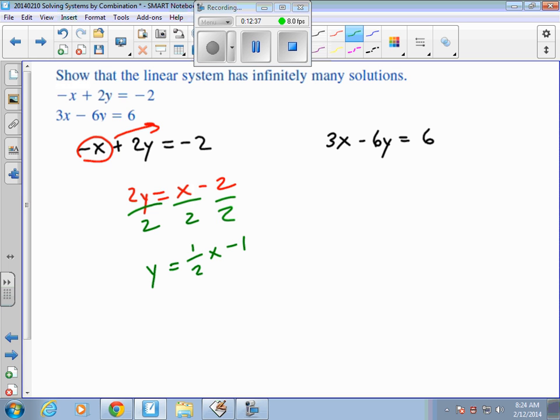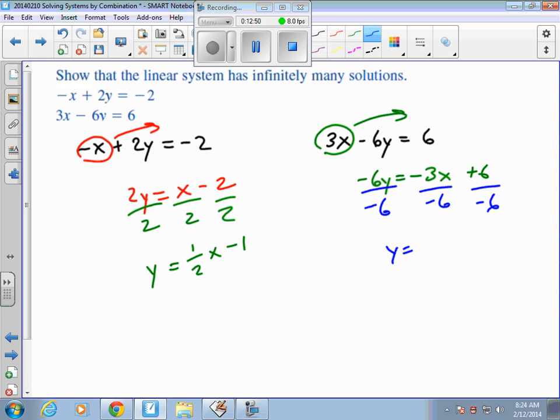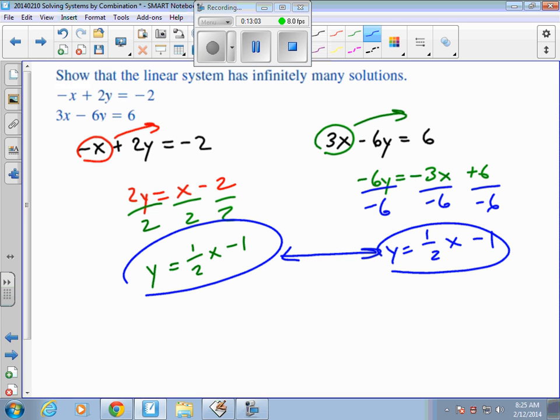Slope-intercept form. Let's check and see if the other equation becomes that. Move positive 3x over. We still have negative 6y. It becomes negative 3x, and it's still positive 6. Divide by negative 6. Y equals negative divided by negative is a positive 3 over 6, which reduces to 1 over 2x. And then 6 divided by negative 6 is minus 1. Notice the equations are exactly the same. Yes, they have the same slope to make them parallel lines, but they also have the same y-intercept of negative 1. And that makes them infinitely many solutions.